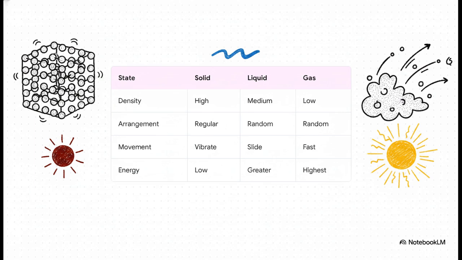Gases, they're the exact opposite. They have incredibly low density, they're completely randomly arranged, and they move rapidly in all directions because they are absolutely packed with energy. And then liquids, well, they just sit neatly right in the middle, kind of balancing those properties out.